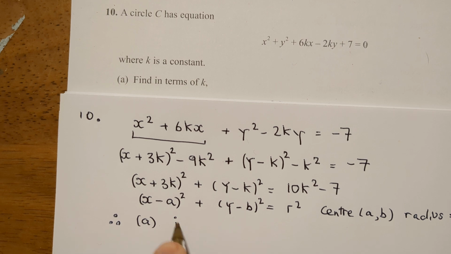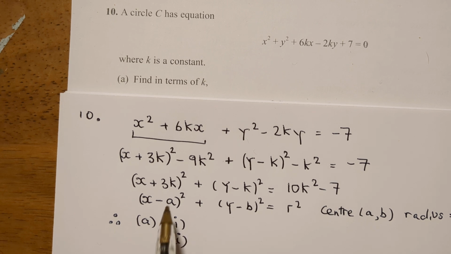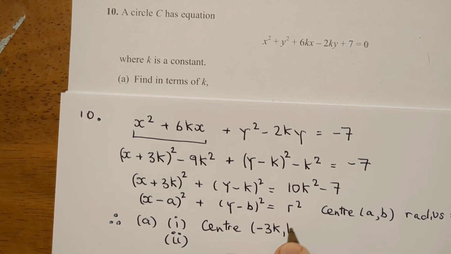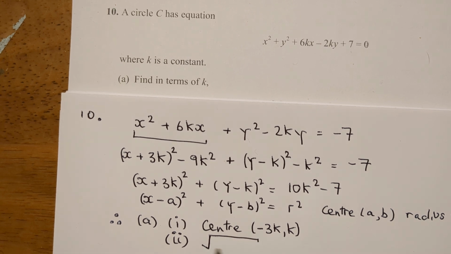So therefore, to answer the question, part A, parts 1 and 2, they want the centre and the radius. Well, the centre is going to be (minus 3k, k), and the radius is going to be the square root of 10k squared minus 7. So that's the first part of the question.